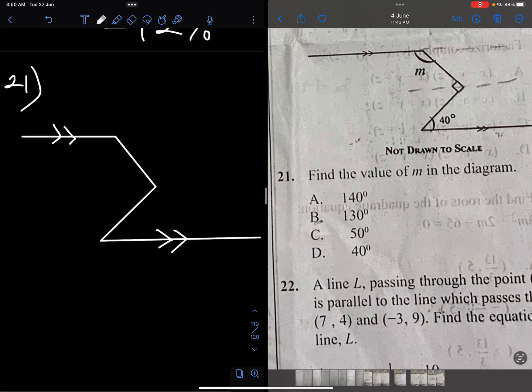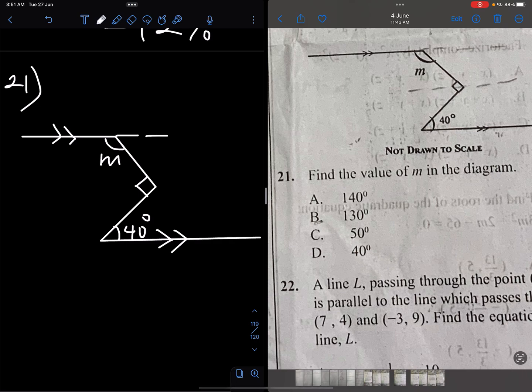And this is a right angle, while this angle is M. Now the question says, okay, this is also 40 degrees. The question says, find the value of M in the diagram. What's the easiest way to do this?